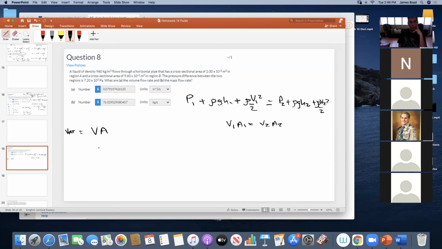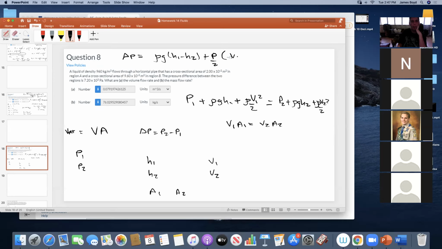Now, in order to find that though, we're going to need to find either V1 or V2. Okay, so we have P1, P2, and I'm gonna come back to that in a second. H1, H2, V1, V2, and A1, A2. Now we weren't given P1 and P2, we were given delta P, which is P2 minus P1. So P2 minus P1 is delta P here. That would be rho g (H1 minus H2) plus rho over 2 times (V1 squared minus V2 squared). All I did was I moved P1 over and I moved these two terms to the other side.